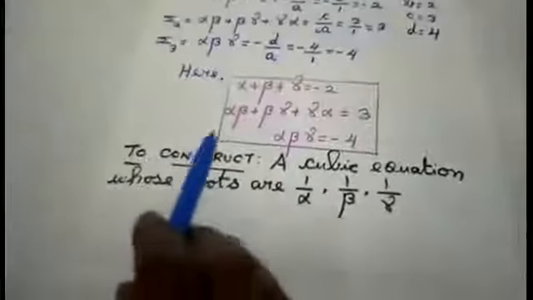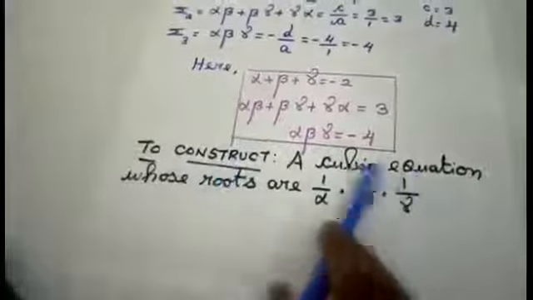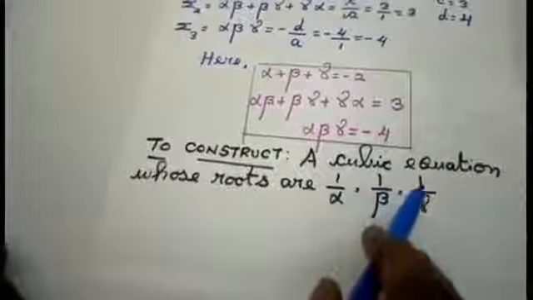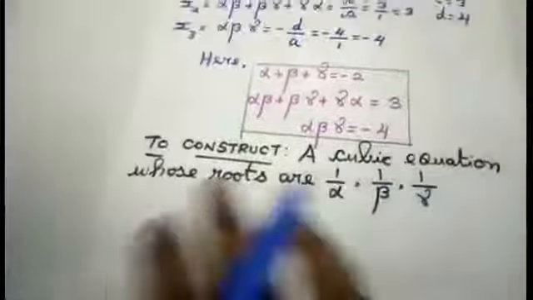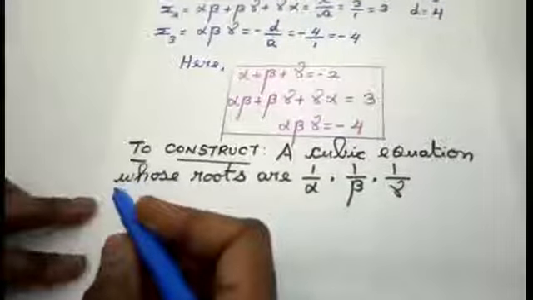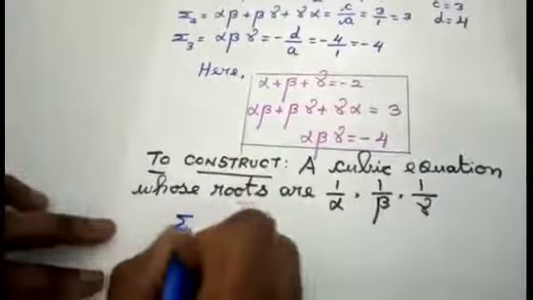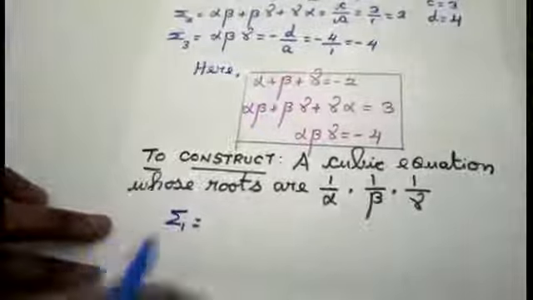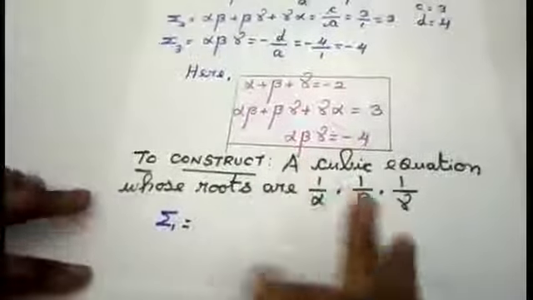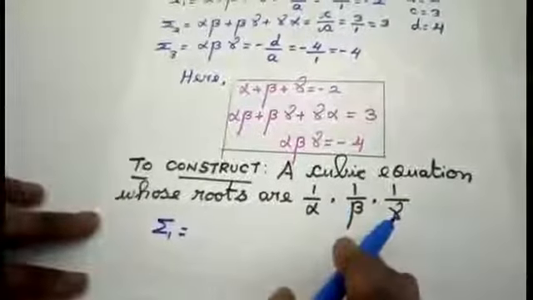Now coming to the next part of the sum. To construct a cubic equation whose roots are 1 by alpha, 1 by beta, 1 by gamma, same procedure. First I am going to find summation 1. Let me do it slowly. Just observe, students. What is the concept of summation 1? If you have 3 roots, you add those 3 roots. That's all. So what are the 3 roots I have here? 1 by alpha, 1 by beta and 1 by gamma.